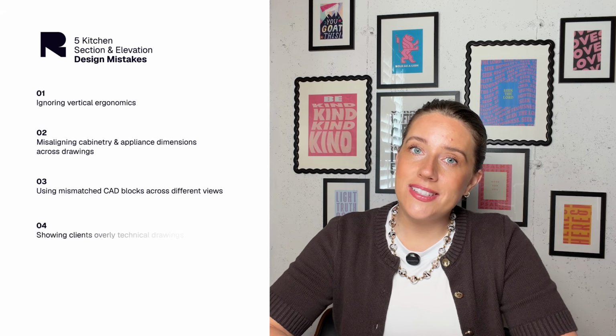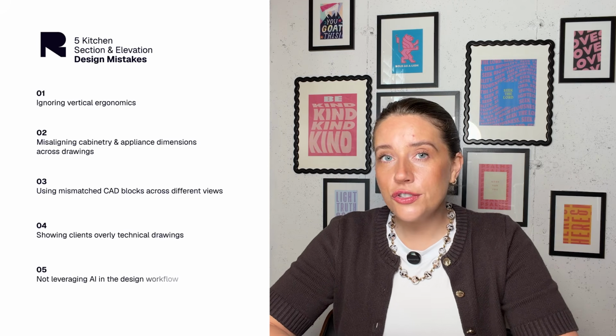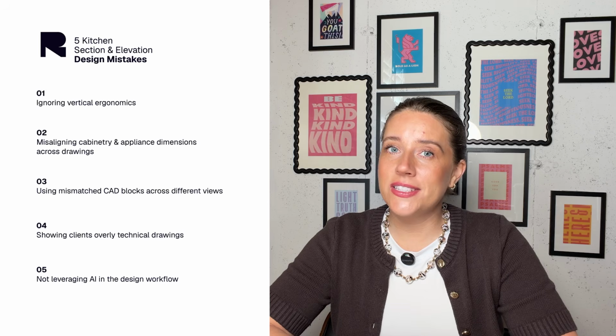Kitchen plans might look perfect from above, but sections and elevations are actually where the real design gets tested. This is where you validate ergonomics, appliance clearances, cabinet alignment, and how the kitchen actually works in real life. In this tutorial, we'll walk through 5 common mistakes that designers make when creating their kitchen sections and elevations, and I'll show you some simple ways to fix them using Rayon, so your drawings stay accurate, consistent, and presentation ready.